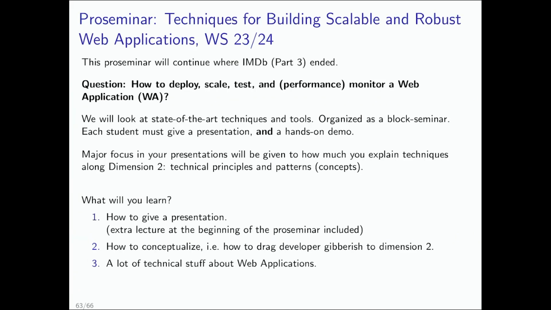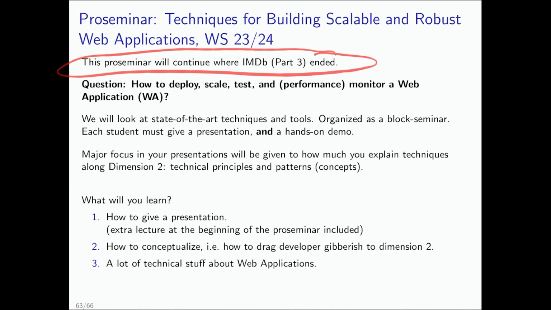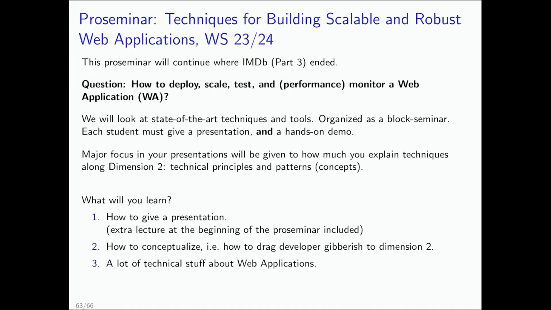So what's next? We will offer a pro seminar in the next winter term called Techniques for Building Scalable and Robust Web Applications, inspired by IMDb Part 3, of course. Basically, we continue where we ended that lecture. The question is really how to deploy, scale, test, and performance monitor a web application.